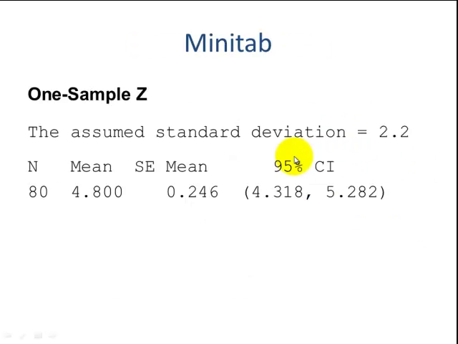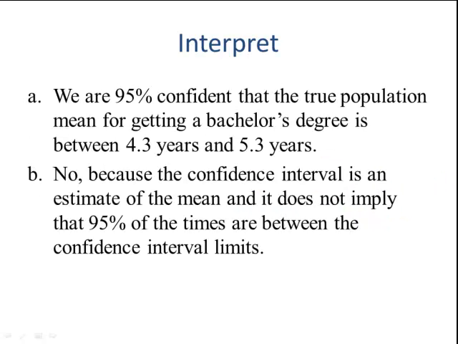So from Minitab, here's our confidence interval. If we were to interpret this, we would say we are 95% confident that the true population mean for getting a bachelor's degree is between 4.3 years and 5.3 years. Part B. No, because the confidence interval is an estimate of the mean, and it does not imply that 95% of the times are between the confidence interval limits.